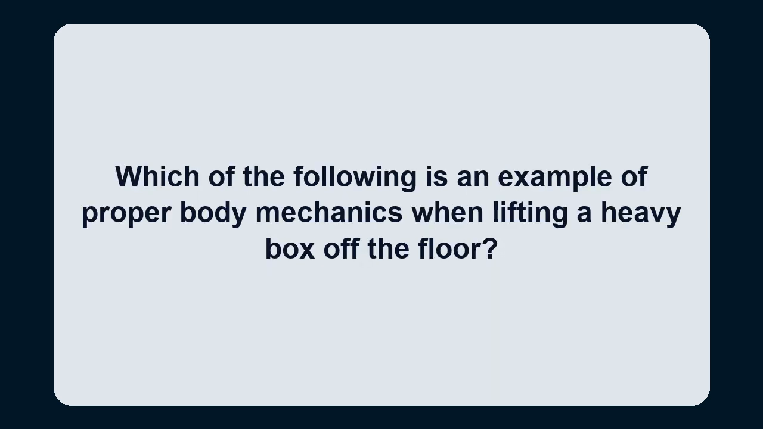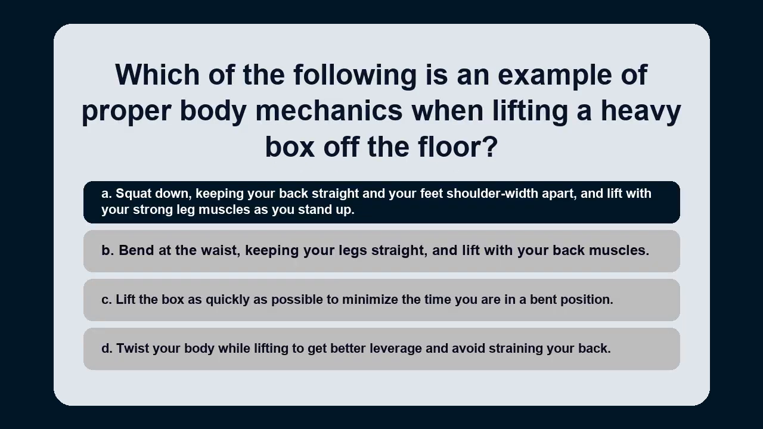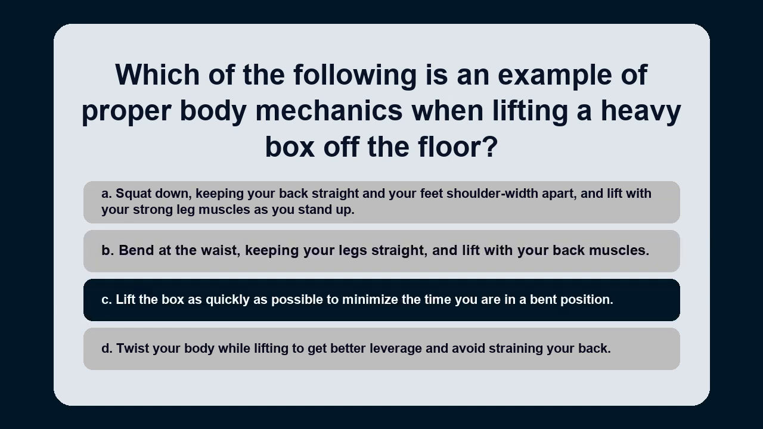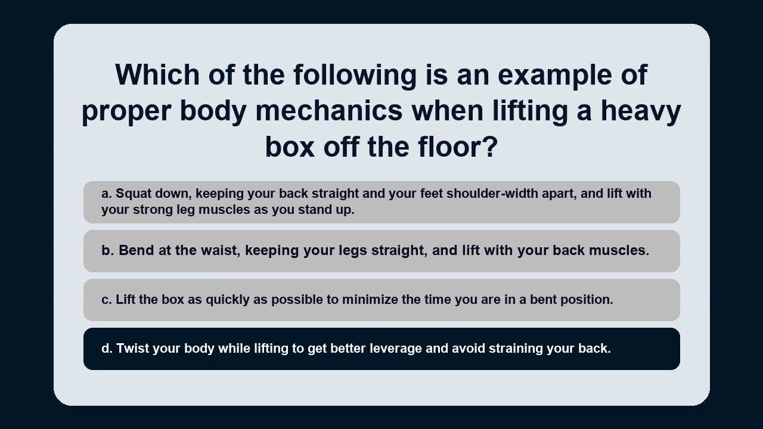Question 6. Which of the following is an example of proper body mechanics when lifting a heavy box off the floor? Option A. Squat down, keeping your back straight and your feet shoulder-width apart, and lift with your strong leg muscles as you stand up. Option B. Bend at the waist, keeping your legs straight, and lift with your back muscles. Option C. Lift the box as quickly as possible to minimize the time you are in a bent position. Option D. Twist your body while lifting to get better leverage and avoid straining your back.